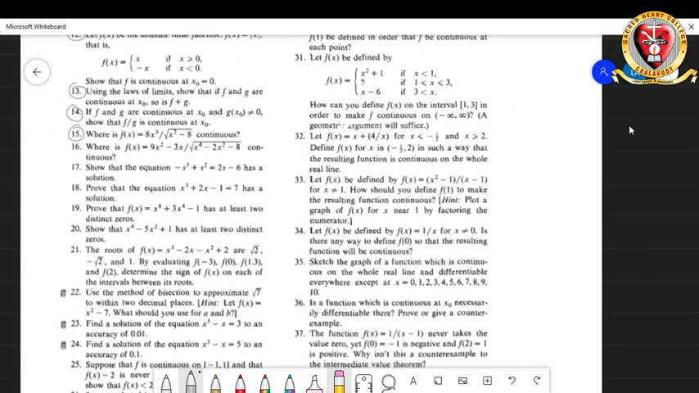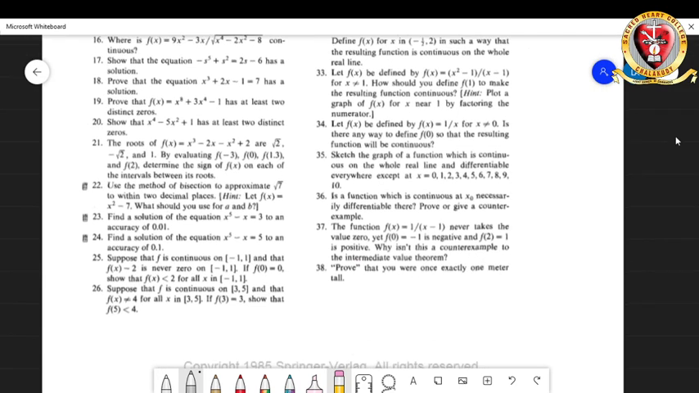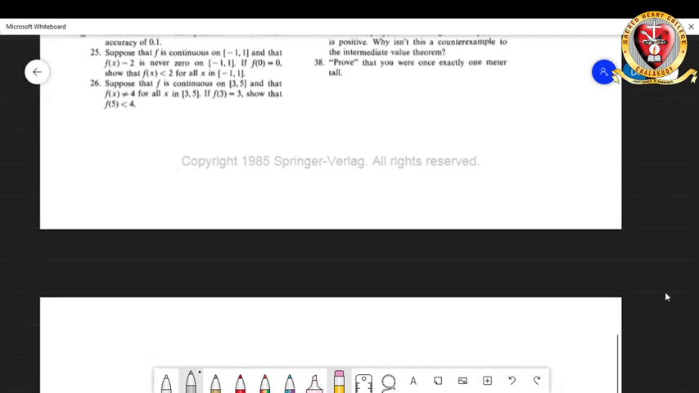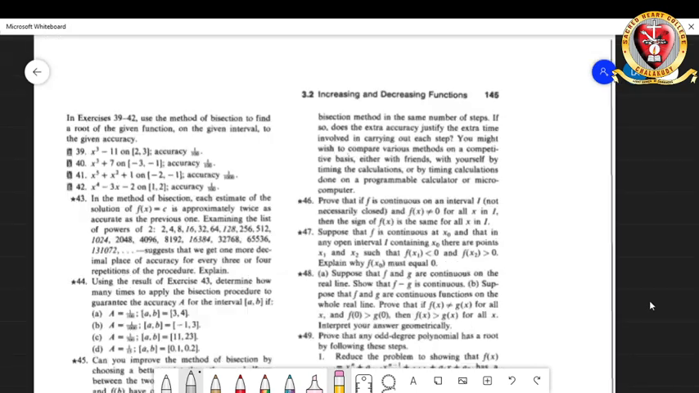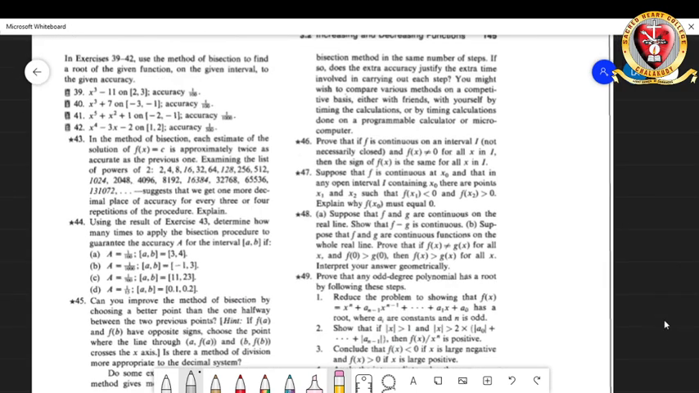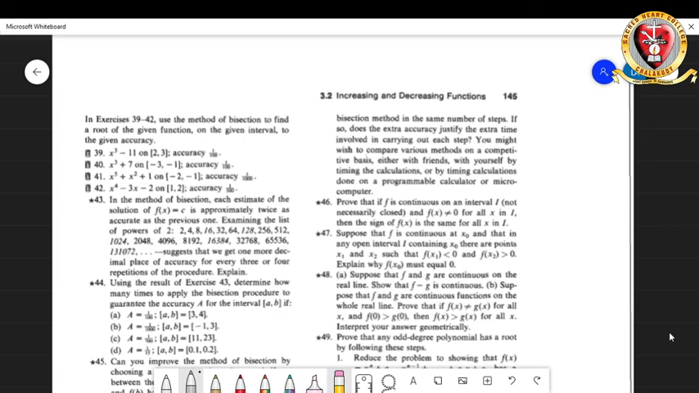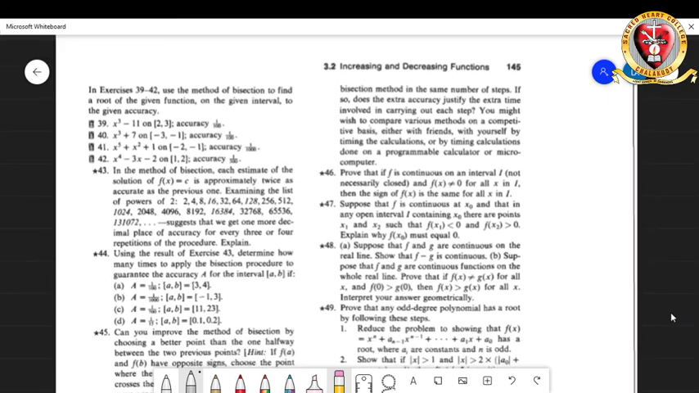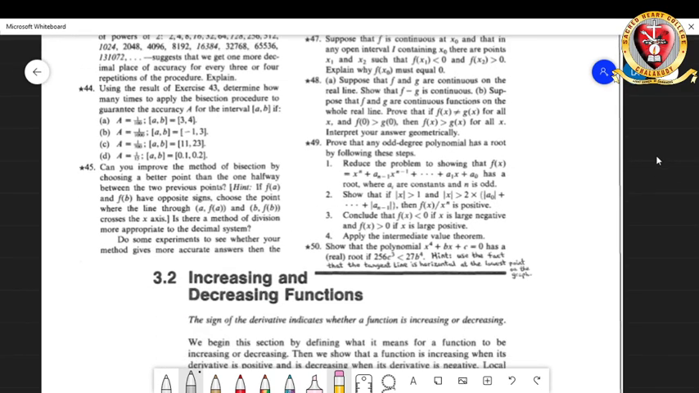And you can try out other questions too inside this set of exercises so that you become very familiar with the intermediate value theorem. It is a very important theorem. You have to definitely follow the theorem because there are plenty of uses of the intermediate value theorem that come into the picture when you're dealing with problems. We are going to deal after this with the next section, increasing and decreasing functions, section 3.2, and that we'll see in the next video lecture.